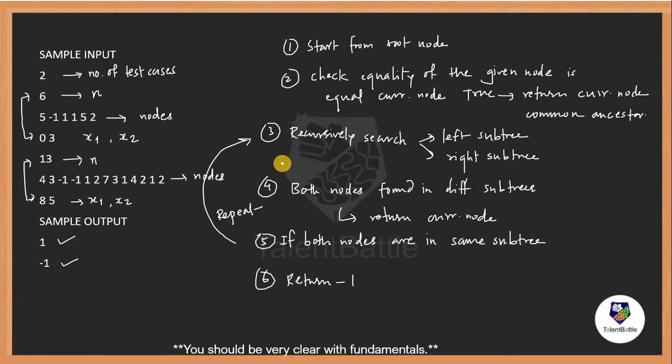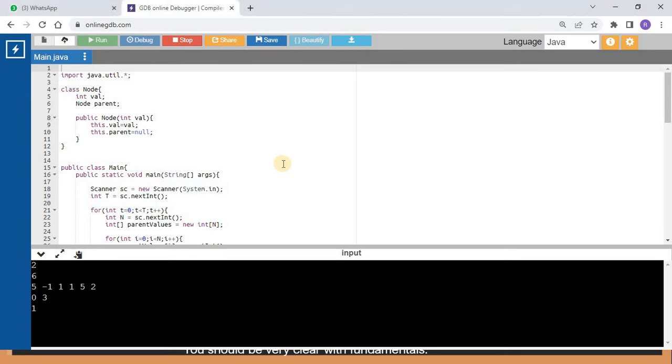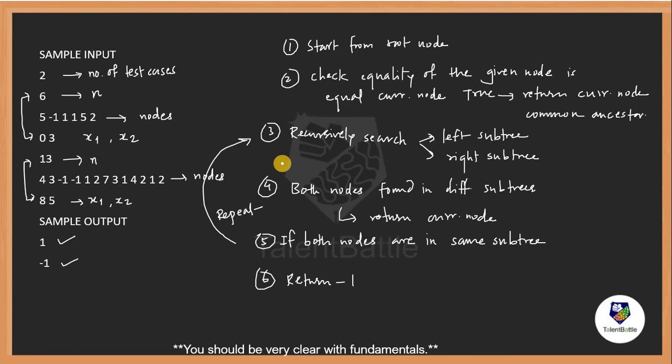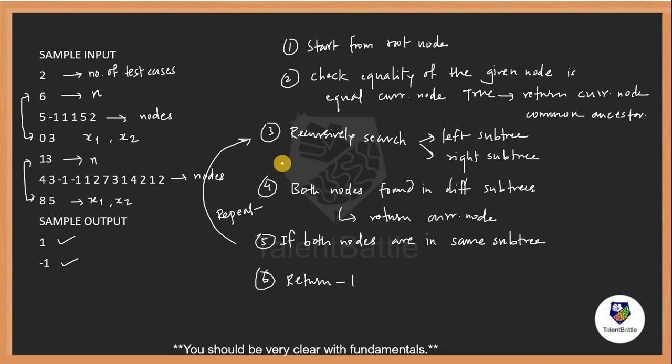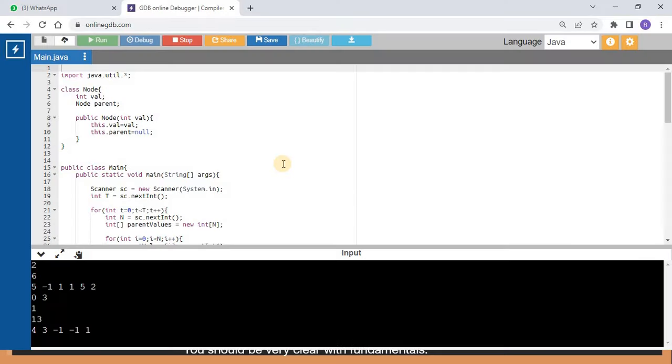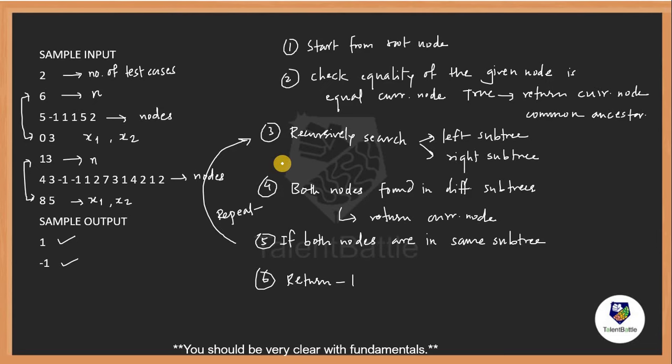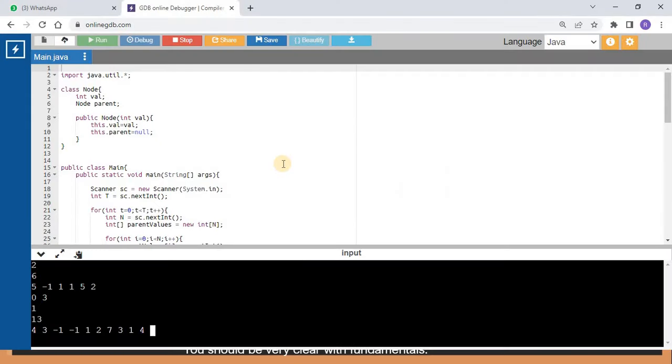Now let's check the second test case. 13 as the value of n, and then the nodes: 4, 3, minus 1, minus 1, then 1, 2, 7, 3, 1, 4, and 2, 1, 2. Then x1 and x2 in this case are 8 and 5.